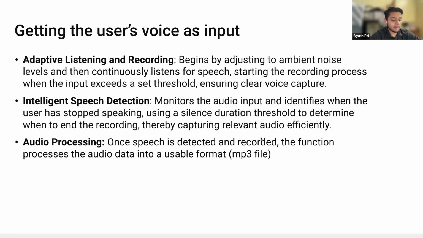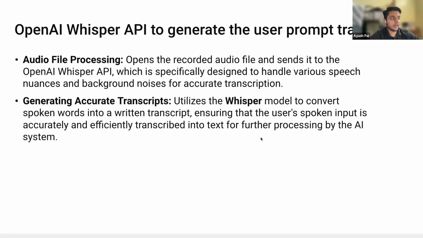Once it gets that input, it's going to use the OpenAI Whisper API to generate the user prompt. And this is a really important key step in creating a conversational AI. We're taking the user's voice and we're translating it to text, and we're doing that using the OpenAI Whisper API. This opens the audio file and sends it to the Whisper API, or you could have the downloaded model, which is specifically designed to handle various speech nuances and background noises. And it generates the entire transcript for what the user's query is.